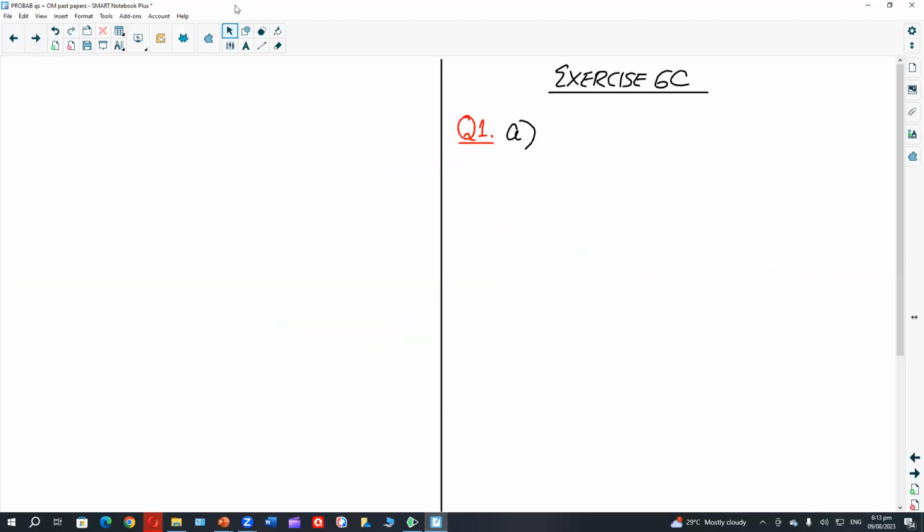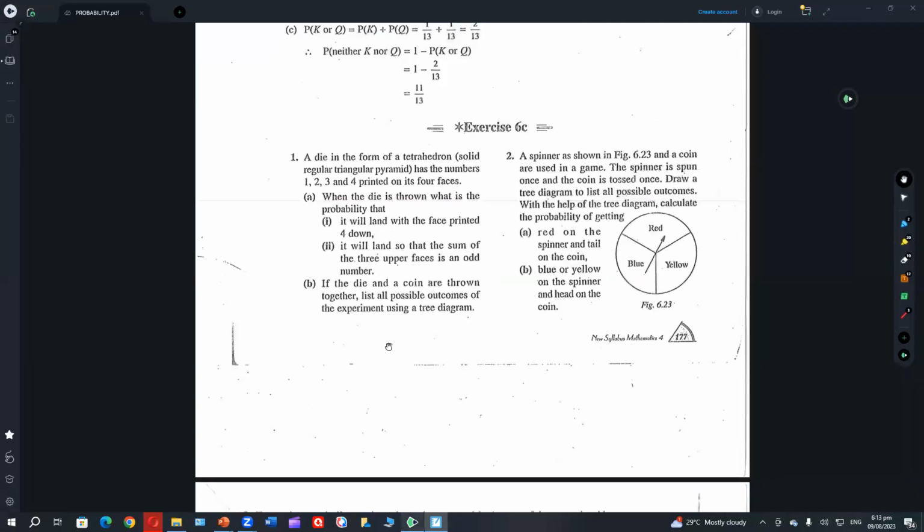I had sent you a file on probability. Okay. This was the file. If you can open this file on your device. Yes, I did. Yeah, I opened the page.